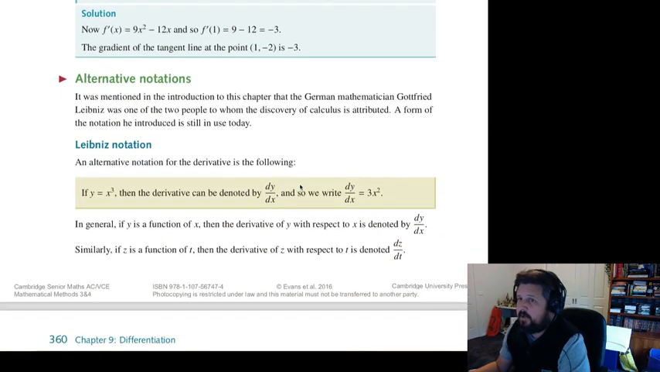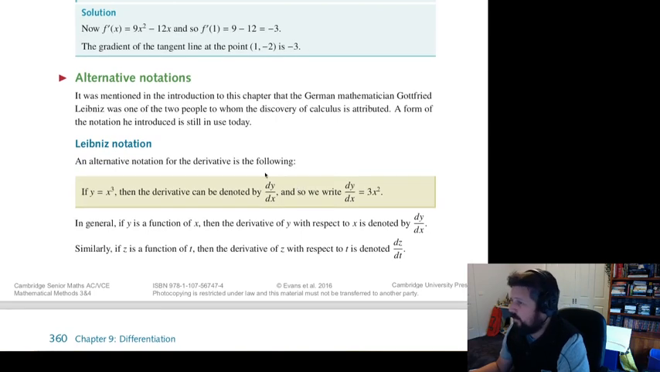Now, there are different notations that you should be familiar with. Leibniz notation is probably the one that pops up the most. So here, for example, if you have y equals x cubed, then the derivative is denoted by, this is pronounced dy dx, and so you would write dy dx is equal to 3x squared. Yep. In particular, dy dx is saying if y is a function of x, then the derivative of y with respect to x is denoted by dy dx.